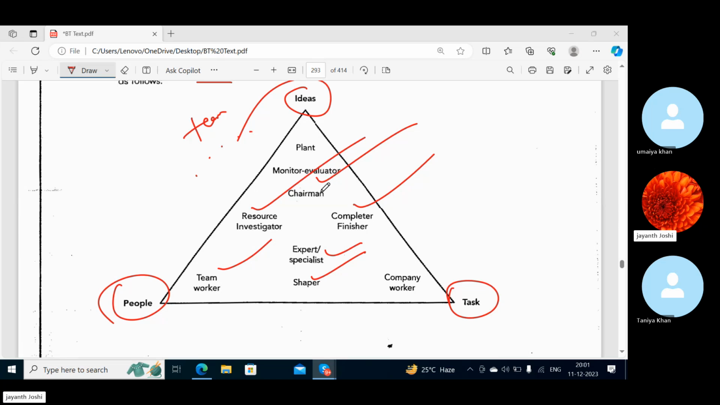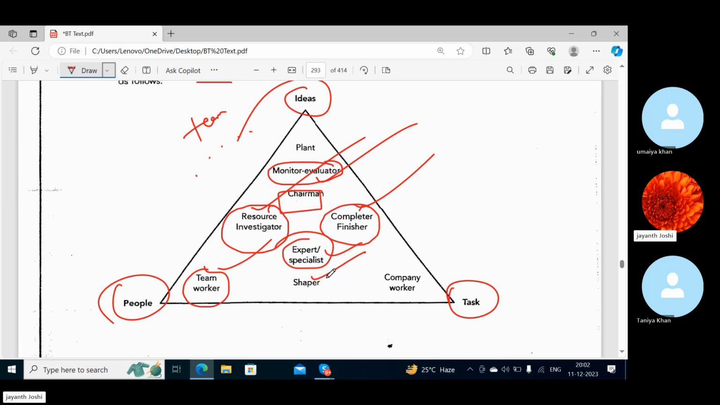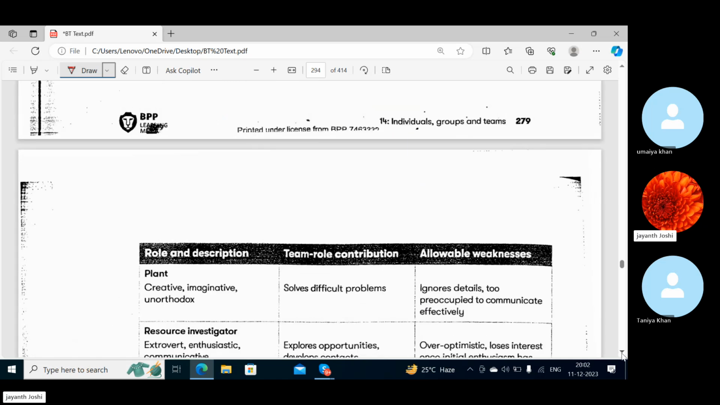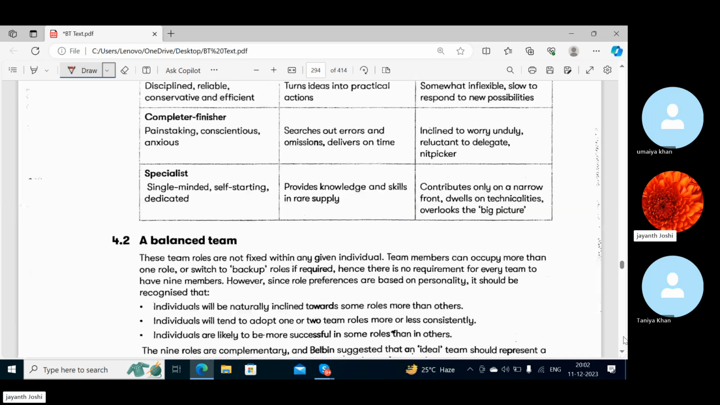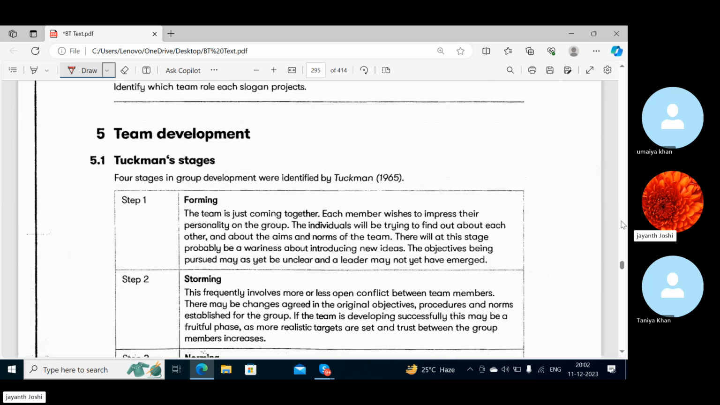so there will be a chairman, right? And the chairman is someone who is a monitor and evaluator. In a plant or in a company, you see chairmen. In any matter, he can investigate and he can take the final decisions. He can be a very expert and specialist. Team workers will be considered for knowing how they are working. Then he can act as shaper, he can give shape to things. We'll discuss all these things in this. With this, we'll understand about Belbin's team.